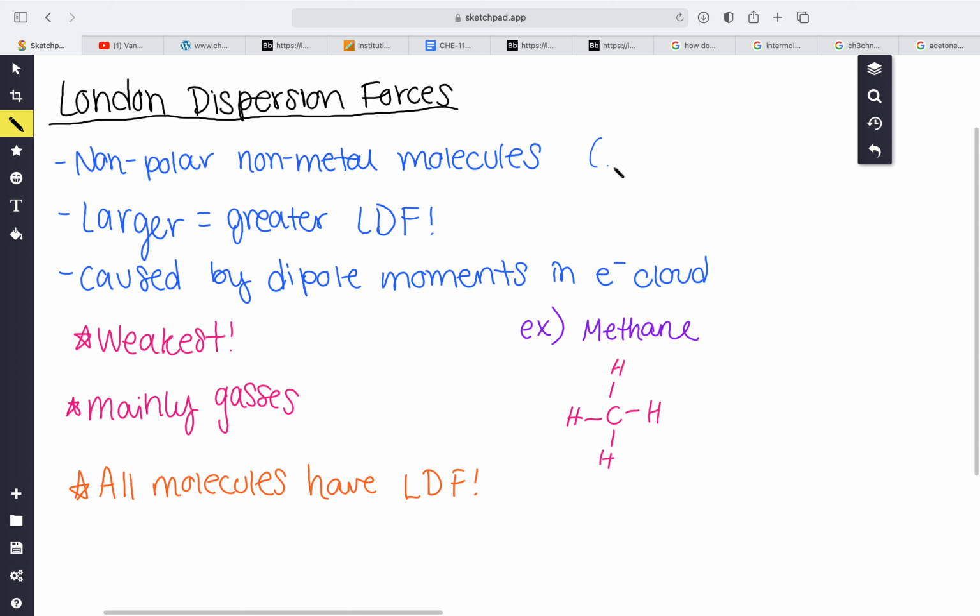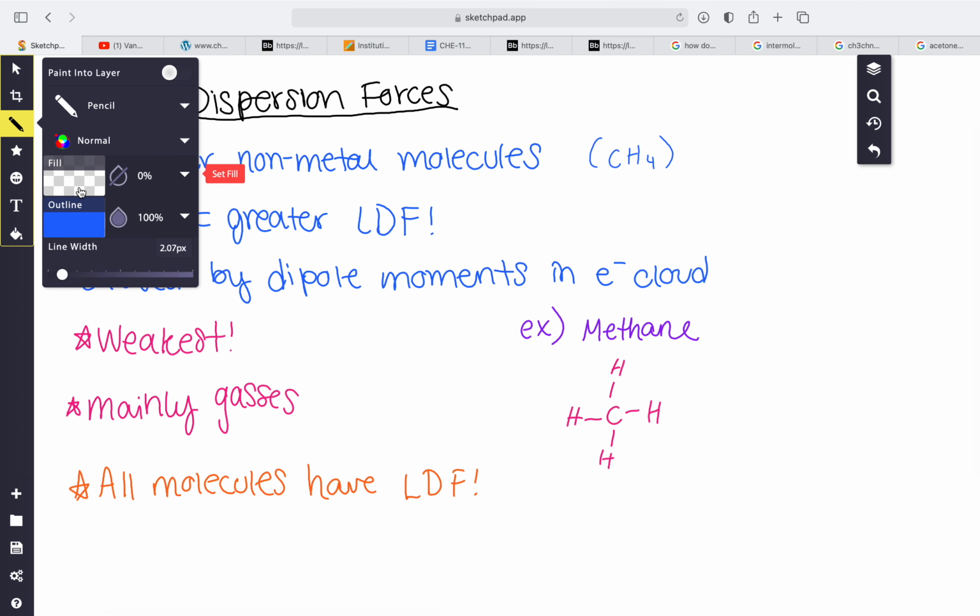So that would be something like CH4, right? It's going to look like this. There's no uneven sharing of electrons. All the electrons are being shared equally, and they're all non-metals, so that's going to be your London dispersion forces. The larger something is, the greater the London dispersion forces, and the reason is because it's caused by dipole moments in the electron cloud. You're probably like, what does that even mean, Grace? What is a dipole moment and what is an electron cloud?